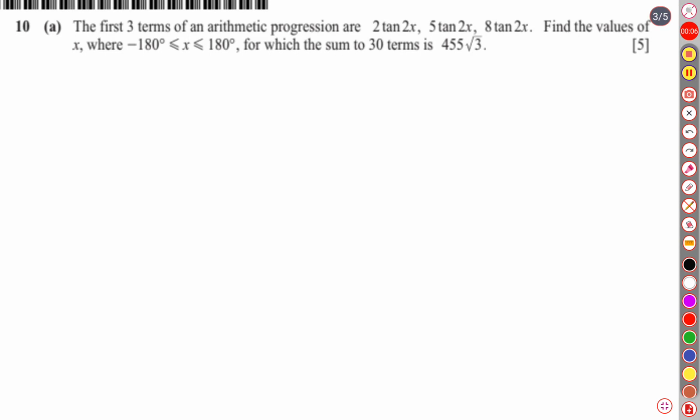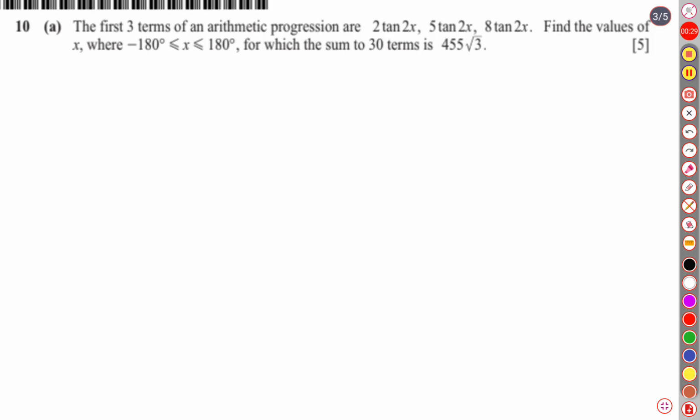Today we are going to solve a question from additional mathematics, and this particular question belongs to paper 0606/12 for the session October/November 2024, and we are going to solve question number 10, which is the last of all questions of this paper.